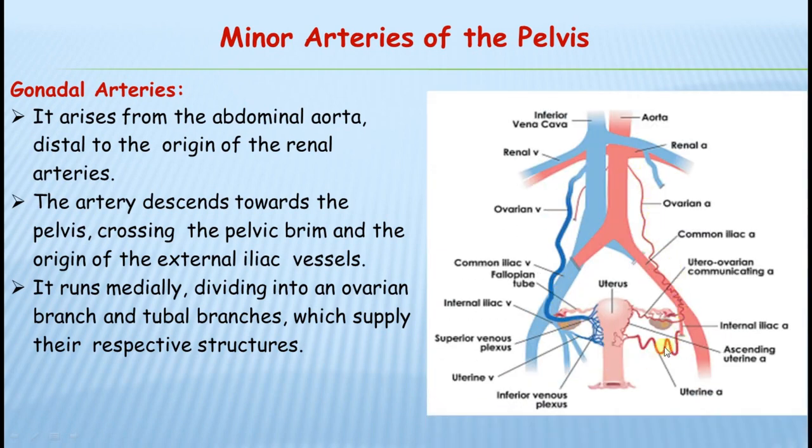So that is the ovarian artery, commonly called the gonadal artery. You saw how it enters the suspensory ligament, the mesovarian border, and also anastomoses with the branches of the uterine artery. The next artery is the median sacral artery.